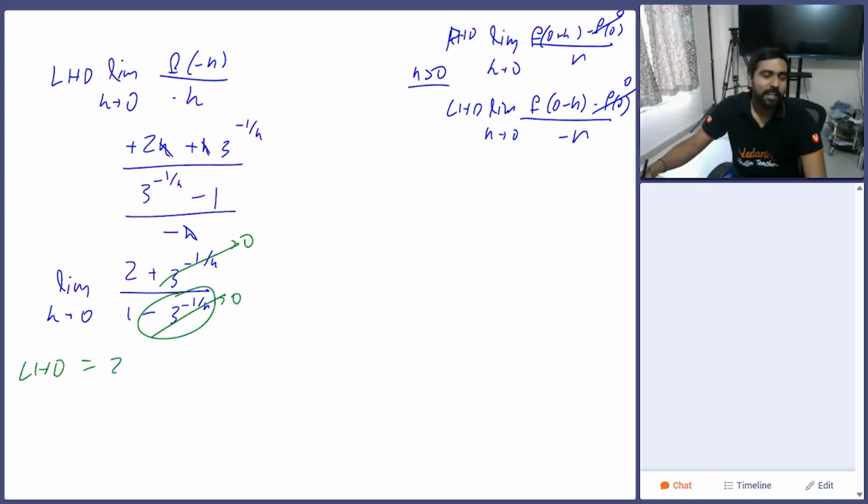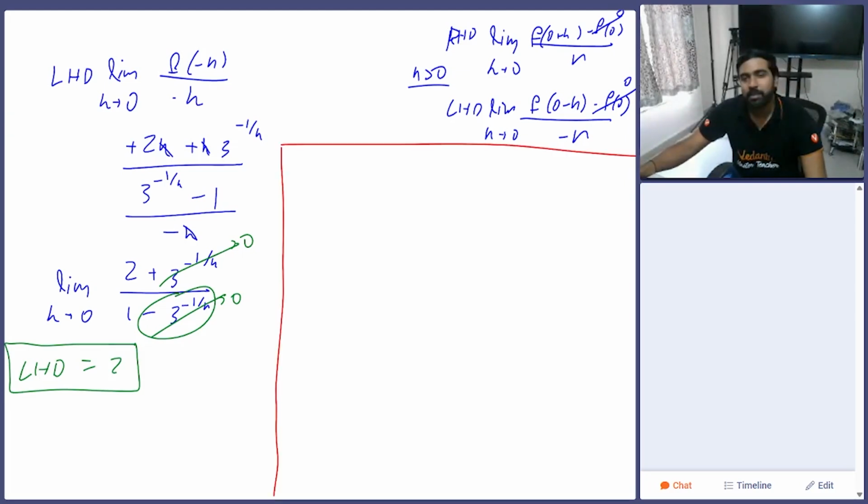2. So I can say that my left hand derivative is going to be equal to directly 2 over here. Left hand derivative will be equal to straightforward 2. Done. Now let's check right hand derivative.